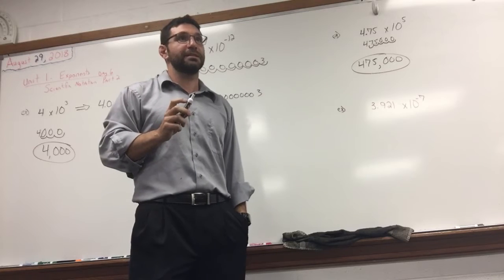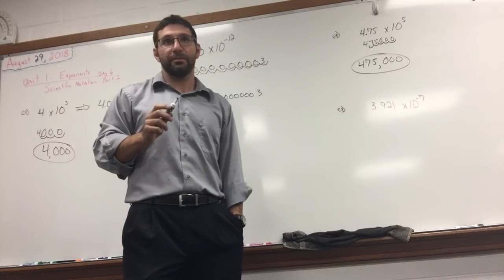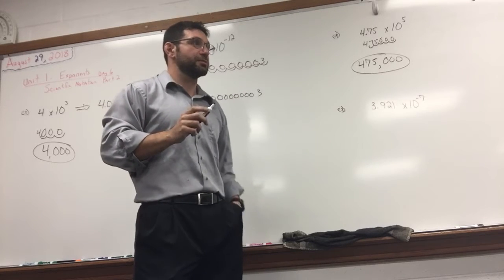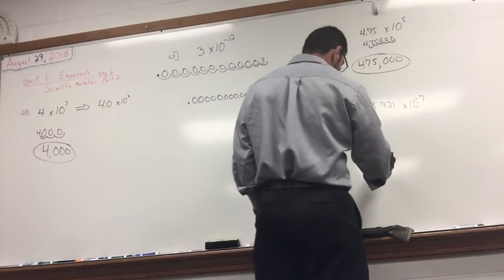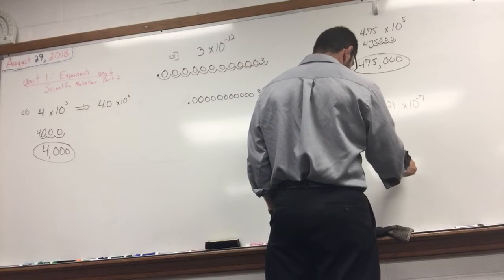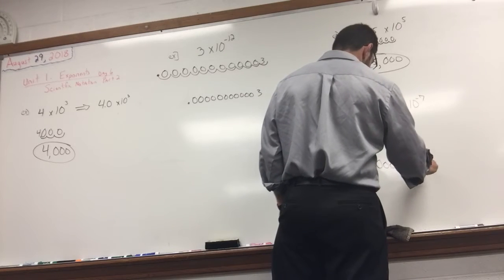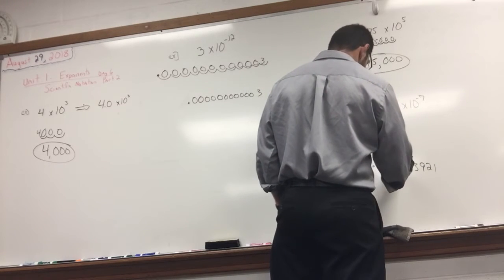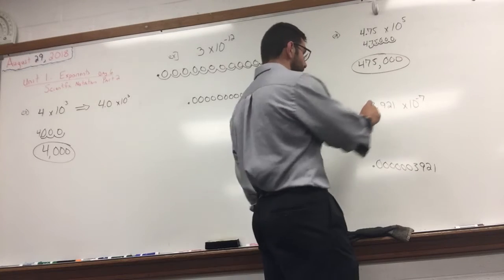Let's get somebody new. I need the second one. Come on. I saw a bunch of people. Brooklyn, you have it? You can just say point. 0, 0, 0, 0, 0, 0, 3, 9. So 1, 2, 3, 4, 5, 6 zeros? Yeah. Okay.